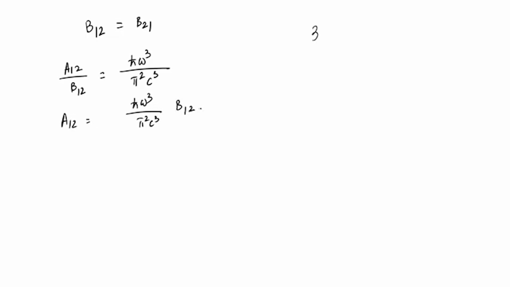So, there are three coefficients and there are two relations. One relation is that two of them are exactly the same, and the other is that the third one, A12, has a relationship with either B12 or B21, which are the same. Which means that there is really one independent Einstein coefficient.